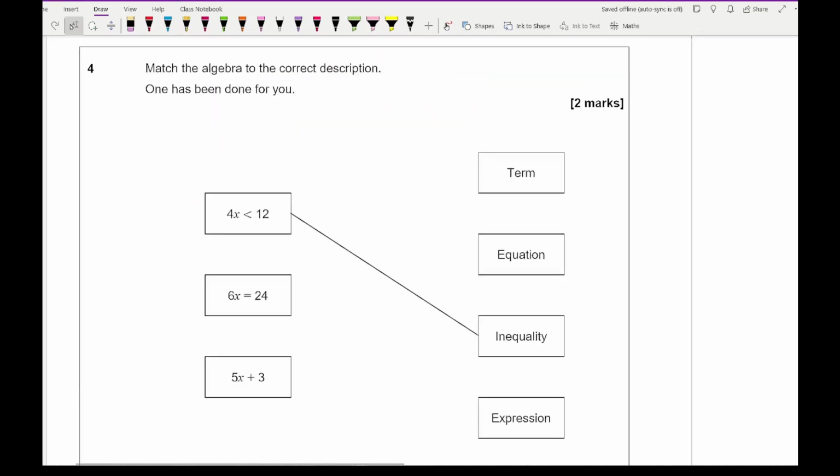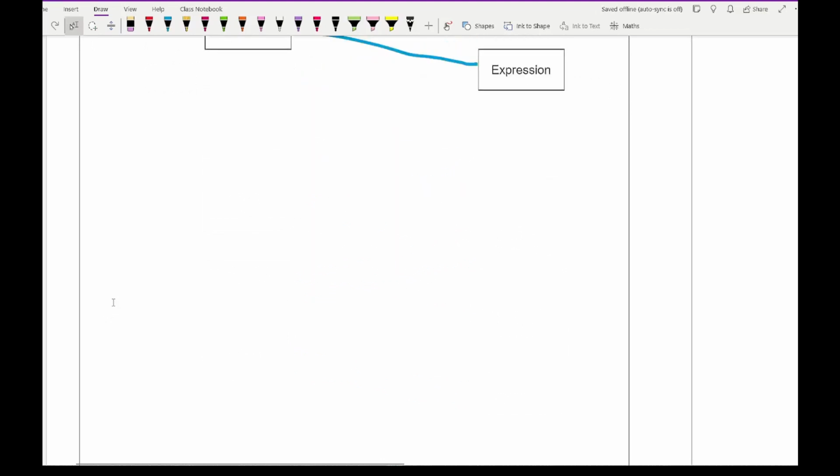Now moving on to question 4, it says match the algebra to the correct description. One has been done for you. So for the next one, we've got 6x equals 24. Now when we've got an equal sign and only one letter, then that's going to be an equation. When we don't have an equal sign and we've got multiple letters or a single letter, that there is going to be an expression. So the correct matchup ones are the ones you can see on the screen.